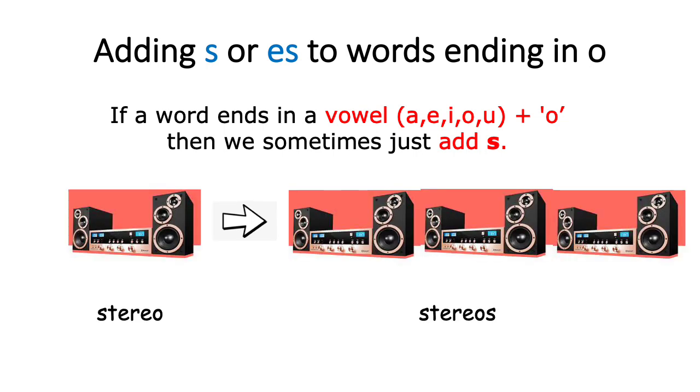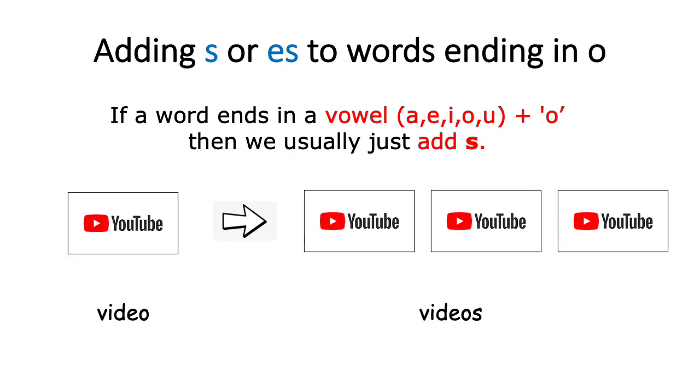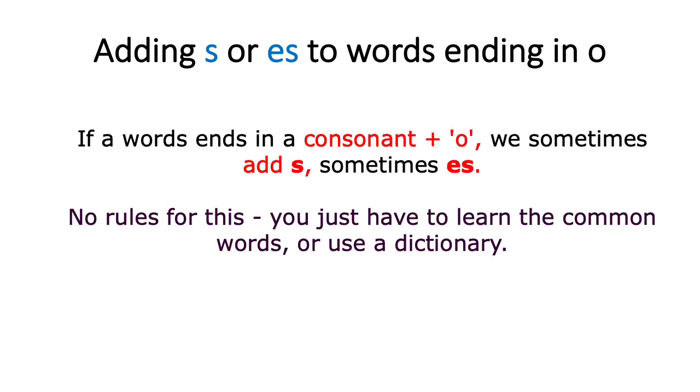Same thing happens here with stereo. That becomes stereos with just an S. And video, EO at the end, and we just add an S. Now, if a word ends in a consonant and an O, so all the other letters in the alphabet, apart from A, E, I, O, U, are consonants. If you have a consonant and then the O, we sometimes add S, but we sometimes add ES.